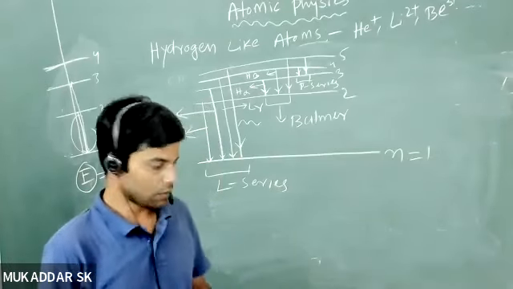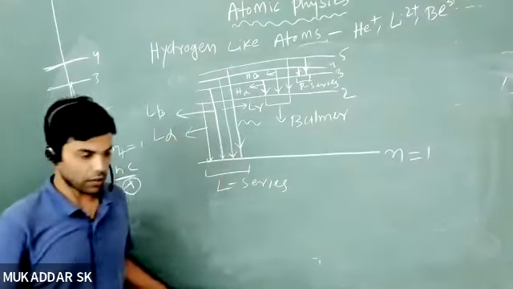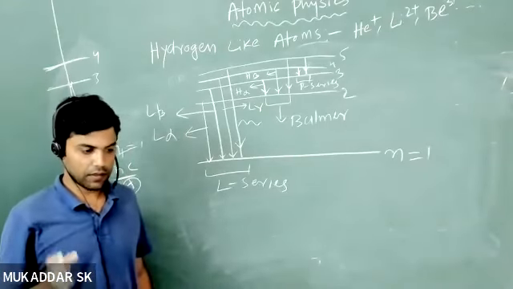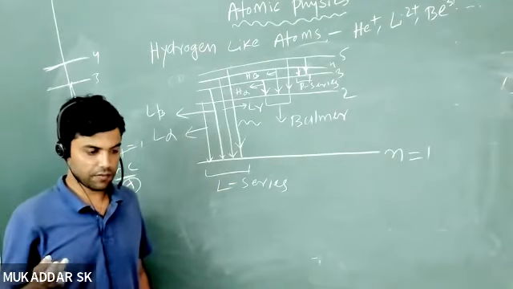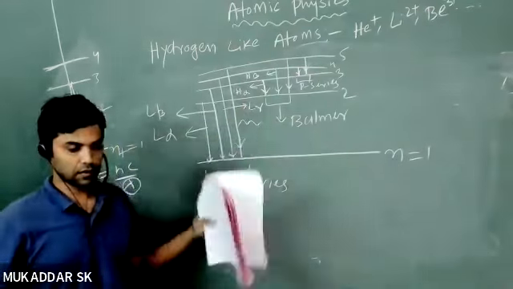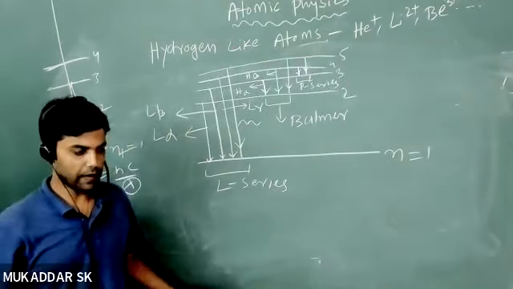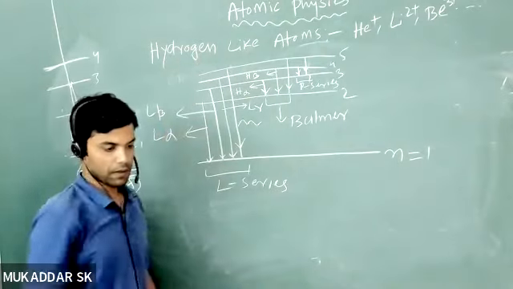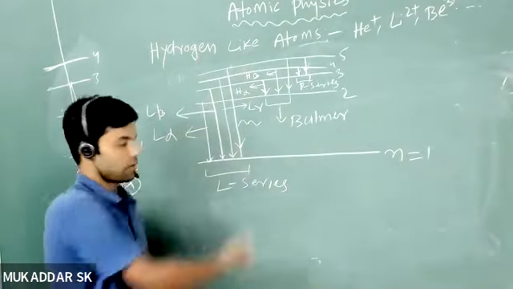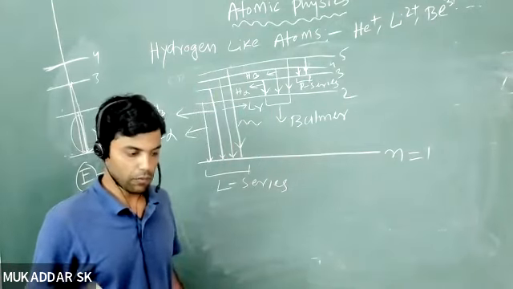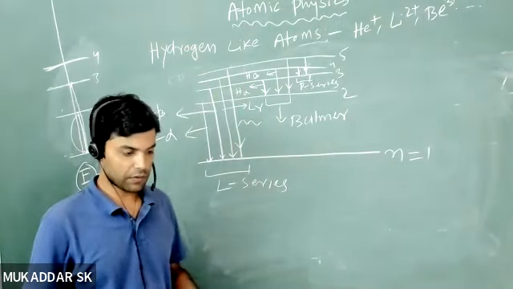So this is all about today's class. What you have learned: all about hydrogen-like atoms, their energy expression, radius expression, then speed expression, then the spectral lines for hydrogen-like atoms. Finally, we have learned about the spectral lines of the hydrogen atom in detail. Tomorrow we'll do more interesting problems based on this topic.